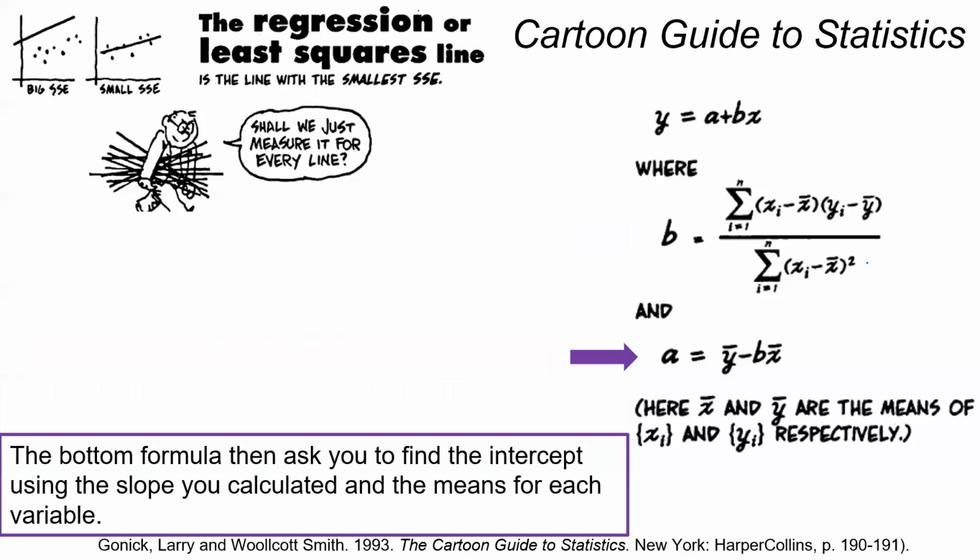The bottom formula asks you to find that intercept using the slope that you calculated and the means for each variable. So we will find that slope, and the intercept, which is the value of y when x is equal to 0. We'll do this process, and after I show you how to do this and you run through some small scale hand calculations, we're going to do this with SPSS, or with a regression calculator, because the focus is going to be on you being able to interpret the different pieces of this and tell us what that means about the relationship between those variables.